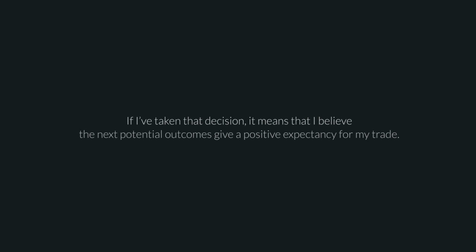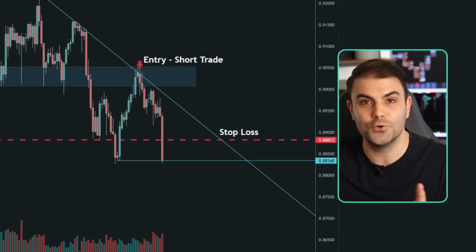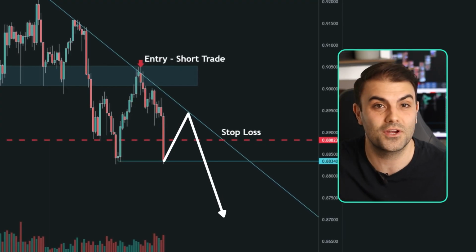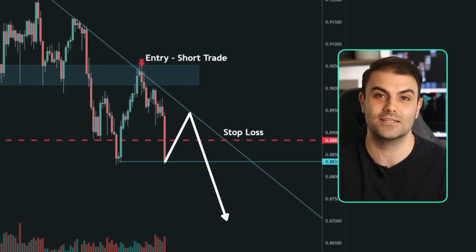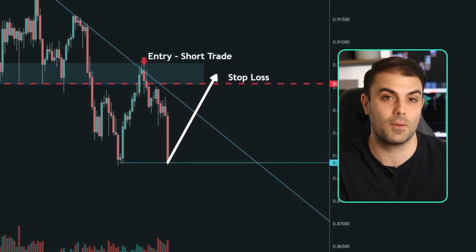If I've taken that decision, it means that I believe the next potential outcomes give a positive expectancy for my trade. Now, that part is relatively straightforward. The more tricky question is where I should move my stop loss to. If it's too close, the price might easily trigger it before then moving where I wanted it to. But if it's too far away, I'm unnecessarily risking more of my profit.